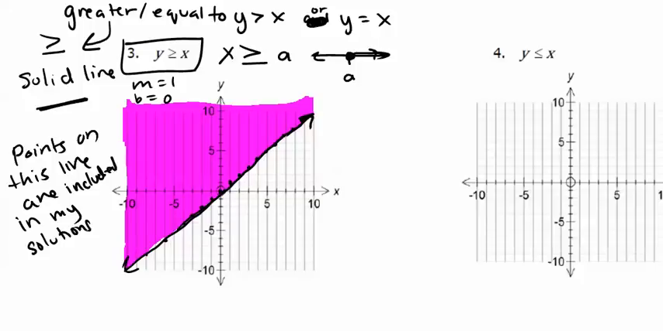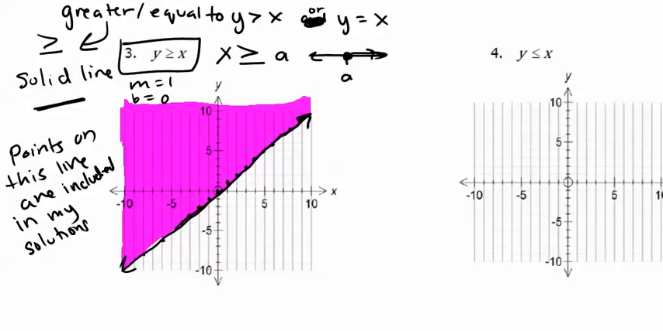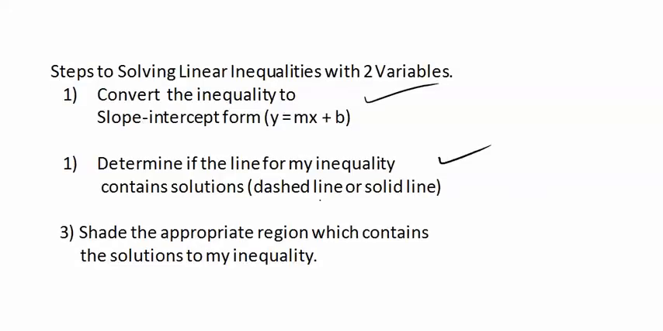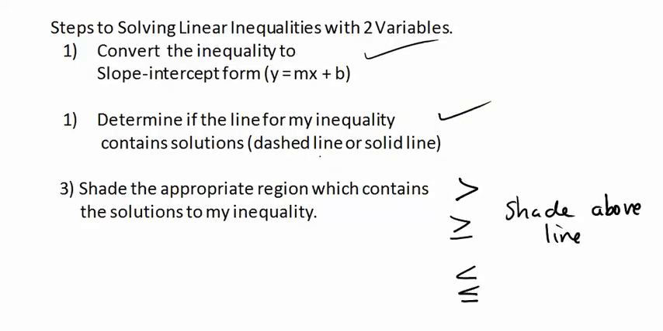to x. Okay, so now let's go back and look at what happens when y is less than or equal to x. So we've looked at all 3 steps. We learned how to determine if the line is a solid line or dashed line. And then we also learned how to shade the appropriate region, right? If it's greater than or equal to, we shade above. We shade above the line. Okay? And then if it's less than or equal to, we shade below. We shade below the line.